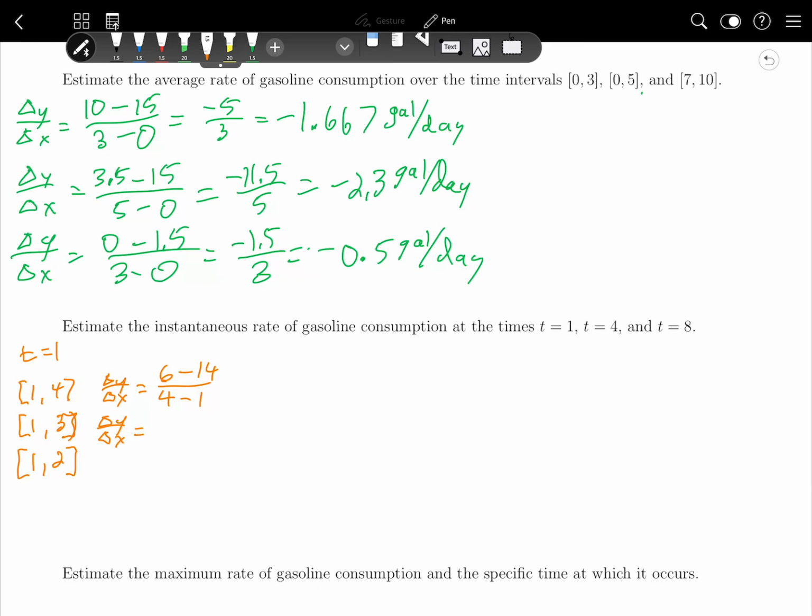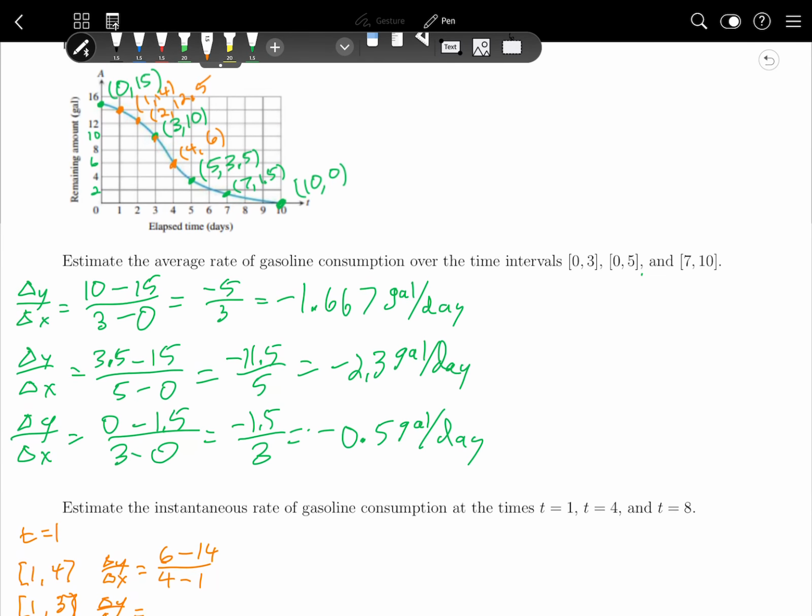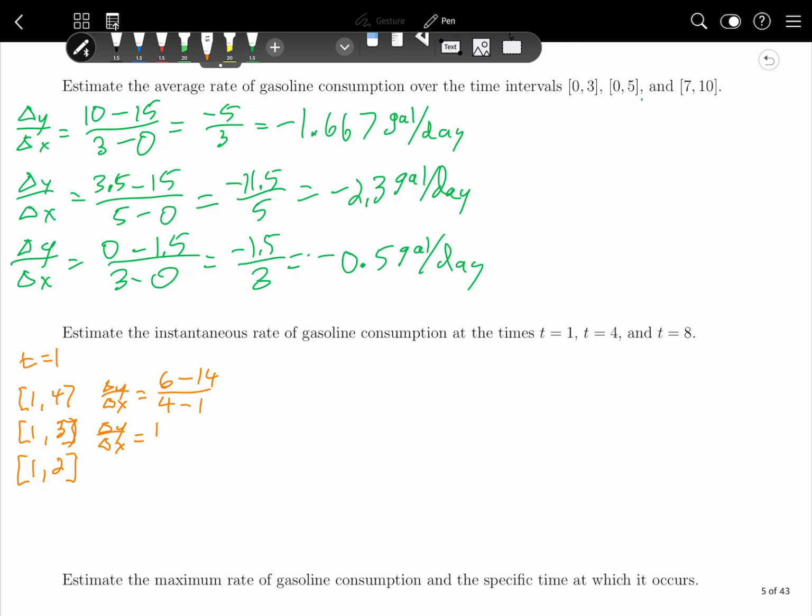For the second one, it's 10 minus 14 over 3 minus 1. And for this one, it's 12.5 minus 14 over 2 minus 1. Okay, so we can get each one of those. And the closer we get to 1, the smaller that interval gets, the closer we should be getting to the instantaneous rate of gasoline consumption at 1.